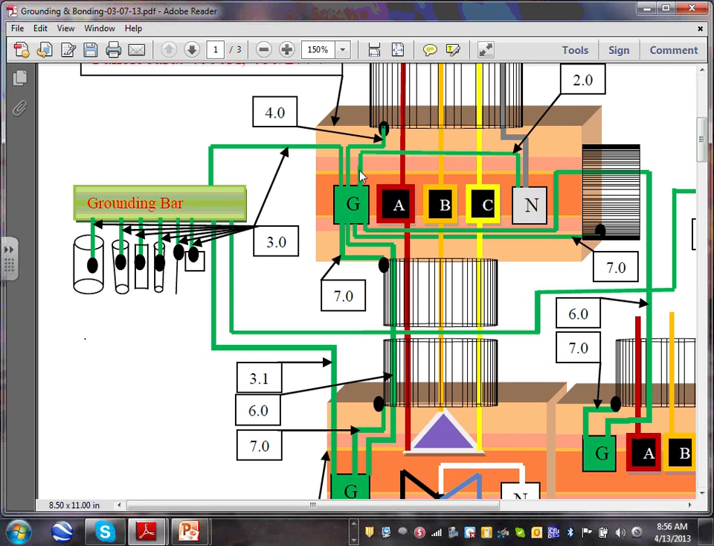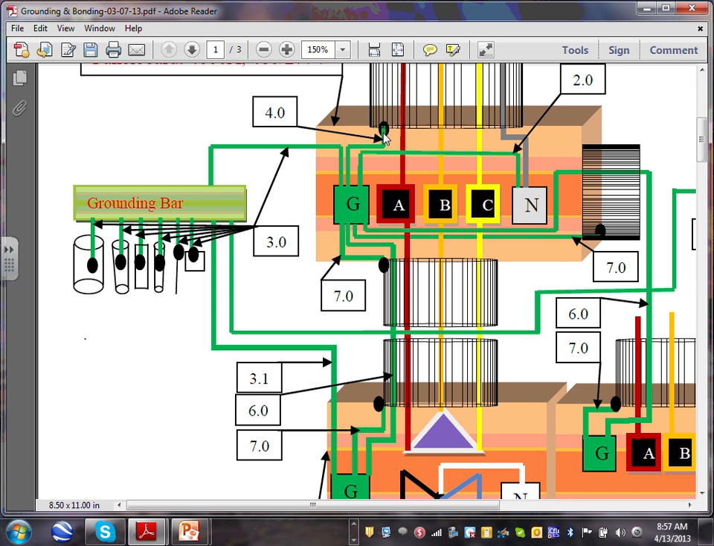So that's basically what that's called, the supply side bonding jumper. That's probably the most confusing one for a lot of people, guys. Everybody knows the main bonding jumper and the grounding electrode conductor, but the supply side bonding jumper is probably the most confusing one. Now, what happens, Chad, when we bring in PVC?